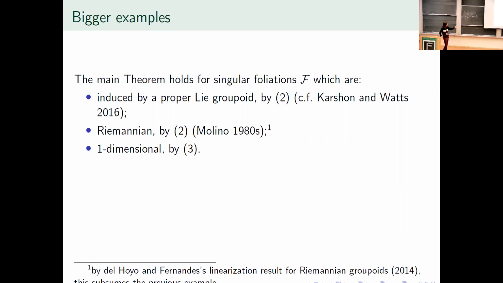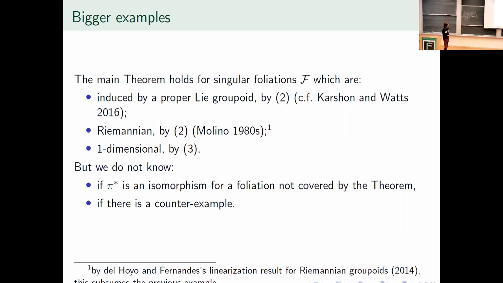And finally, using this sort of stranger third part, where the zero leaves don't matter, so to speak, any one-dimensional singular foliation, the quotient will have this property of being an isomorphism when you pull back, because when you remove the zero leaves, you just have a regular one-dimensional foliation. So you can use this to generate a lot of examples where the quotient is an isomorphism. But of course, that's not all the singular foliations that could exist.